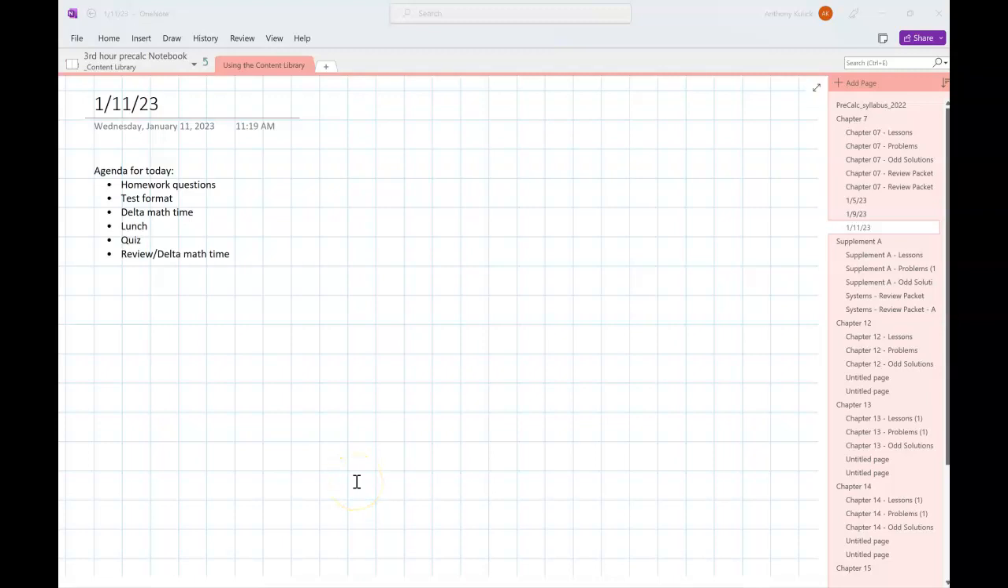For today, this is the order that we're going to do the class. We're going to start, I'm just going to take some homework questions from you if you have stuff. After that, we'll talk about the test format, like the number of questions and that kind of stuff. Any remaining time we have before lunch, I'd like you to start on the Delta Math assignment.